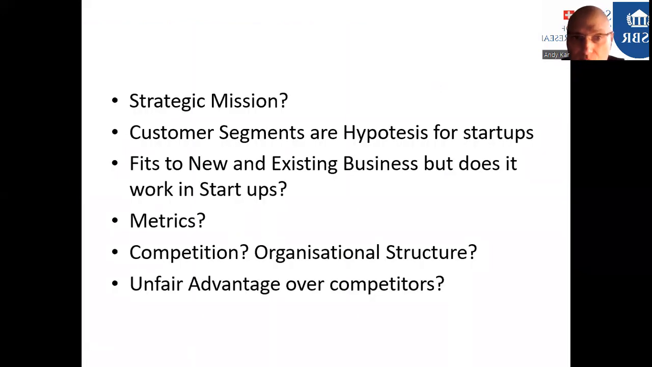What about the strategic mission? The customer segment is a hypothesis for startups; it fits a new and existing business, but does it work in startups? Metrics, competition, organizational structure, unfair advantage over competitors. These are questions that we need to answer when we're using this business model tool, because some of them might not be addressed properly.